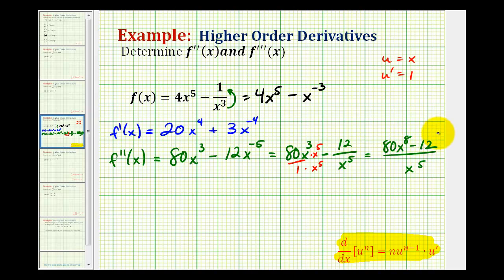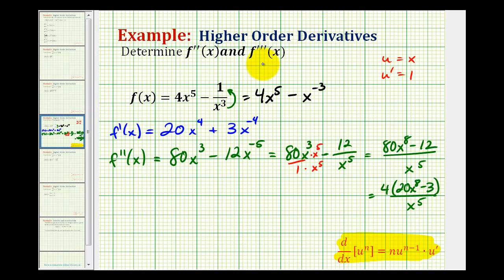minus 12. And now we do have a common factor in the numerator. We could rewrite this by factoring out the 4. We'd be left with 20x to the eighth minus 3 all over x to the fifth. Now these last two steps might not be necessary, but they would be equivalent ways to express the function.